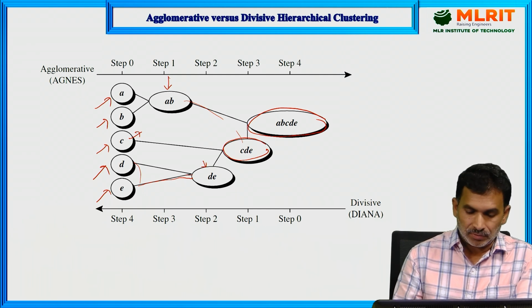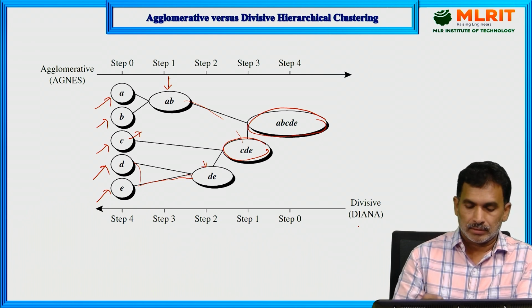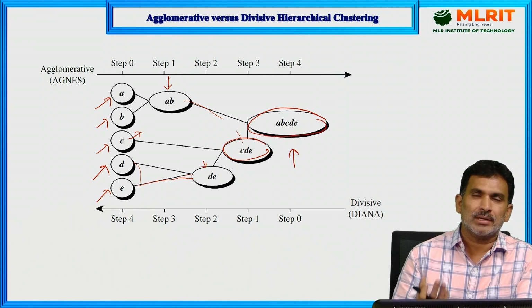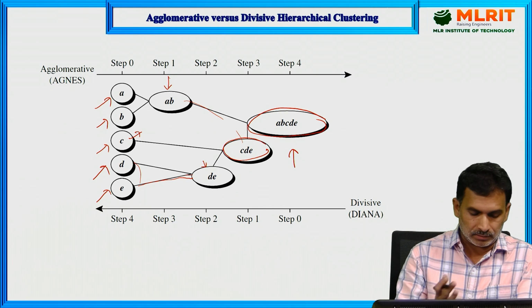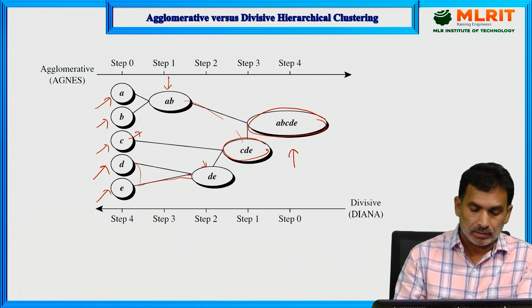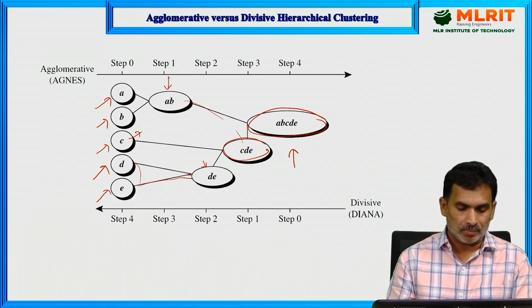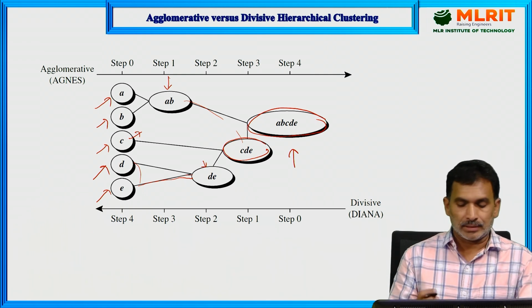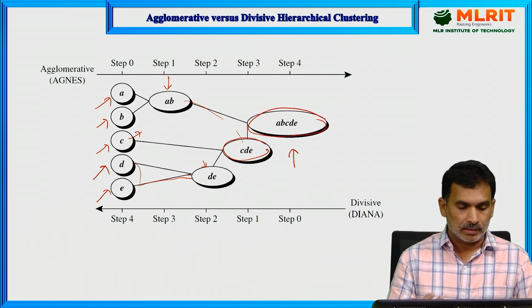Whereas the divisive approach first considers all objects as one single cluster, so at step 0 all the objects belong to one single cluster. Then in the next subsequent iterations, it divides based on the dissimilarity among the objects within the clusters. In the same process, it splits the cluster into different clusters, step by step.